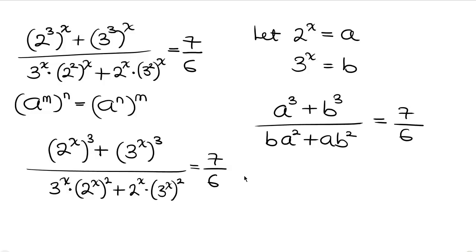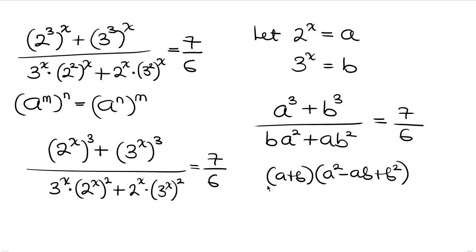Very good. Now notice that the numerator is a form of the sum of two cubes. The sum of two cubes is written as a plus b times a squared minus ab plus b squared.